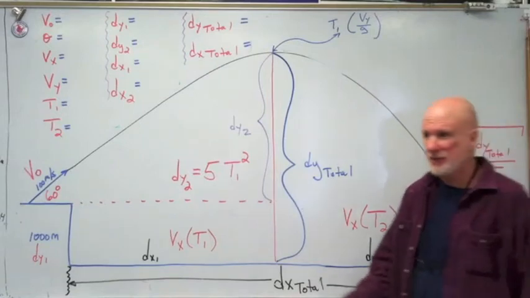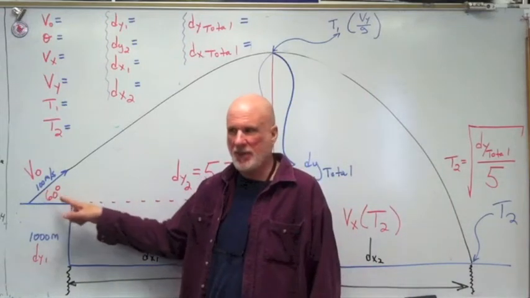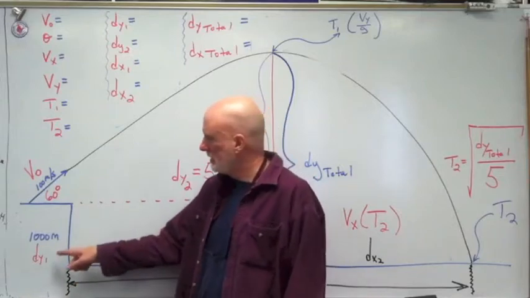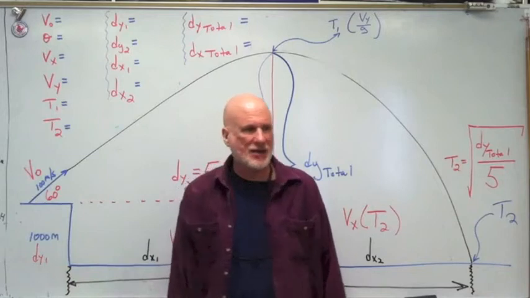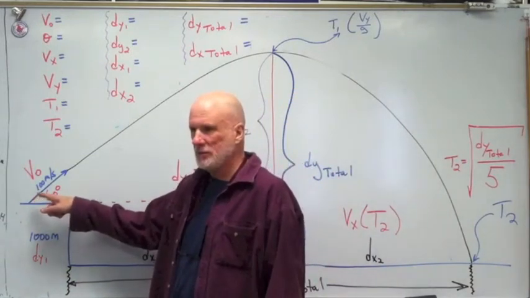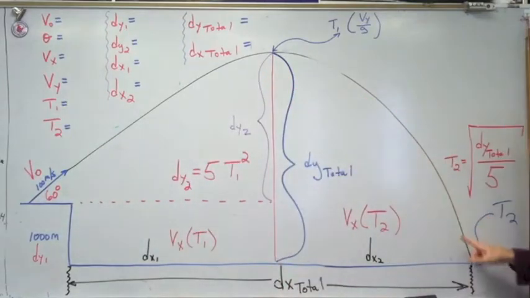Type 3 is a projectile launched from a tower or cliff or some height. We're calling it dy1. We're saying that this is 1,000 meters. And it's launched at an angle and it lands at the base of the cliff or the tower.